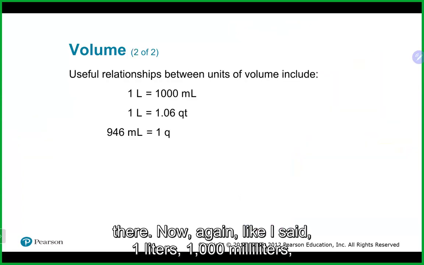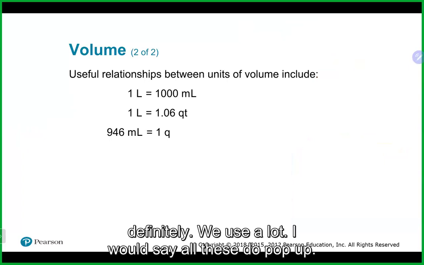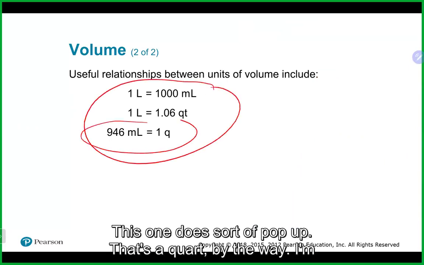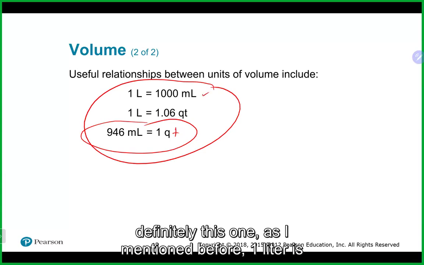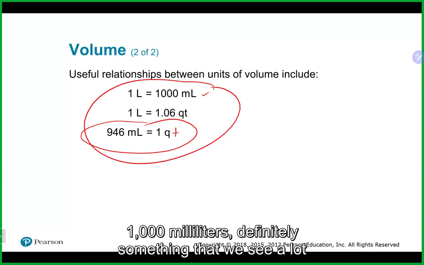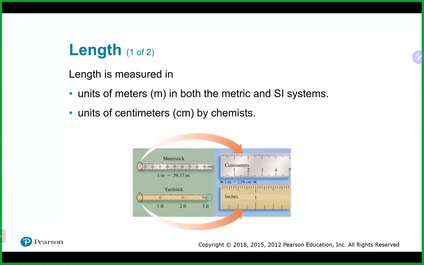Now, again, like I said, 1 liter is 1,000 milliliters. Definitely we use that a lot. I would say all these do pop up. This one does sort of pop up. That's a quart, by the way. I'm not sure where the T went, but there should be a quart there. But definitely this one, as I mentioned before, 1 liter is 1,000 milliliters. Definitely something that we see a lot.